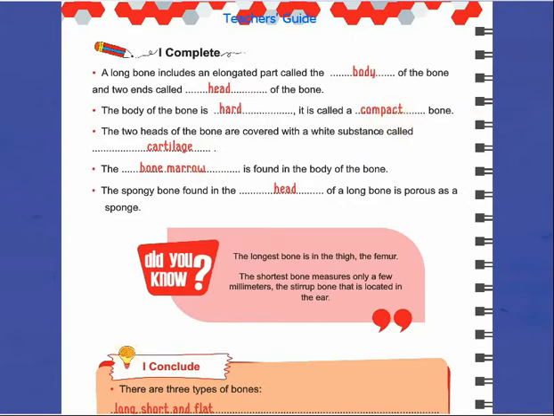The two heads of the bone are covered with a white substance called cartilage. The bone marrow is found in the body of the bone, and the spongy bone found in the head of a long bone is porous as a sponge. يعني فيها pores، فيها ثقب مثل السبونج. Okay?